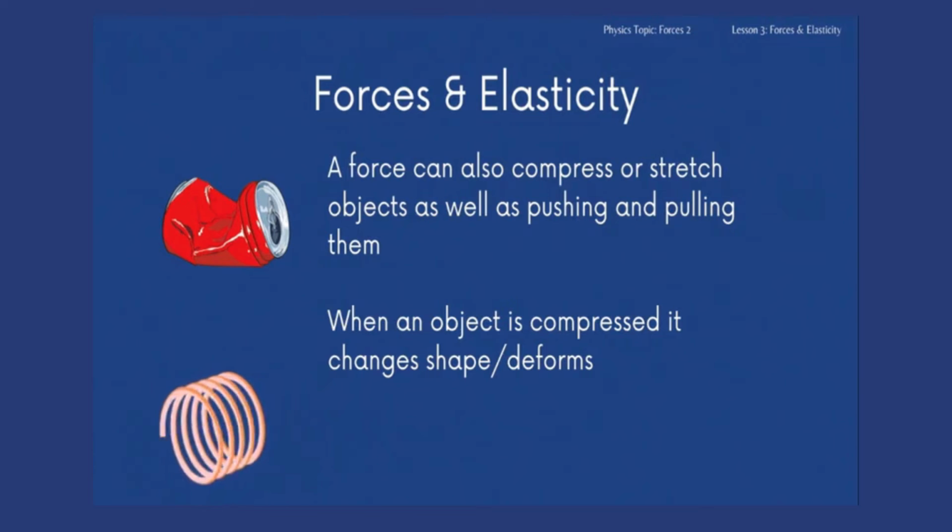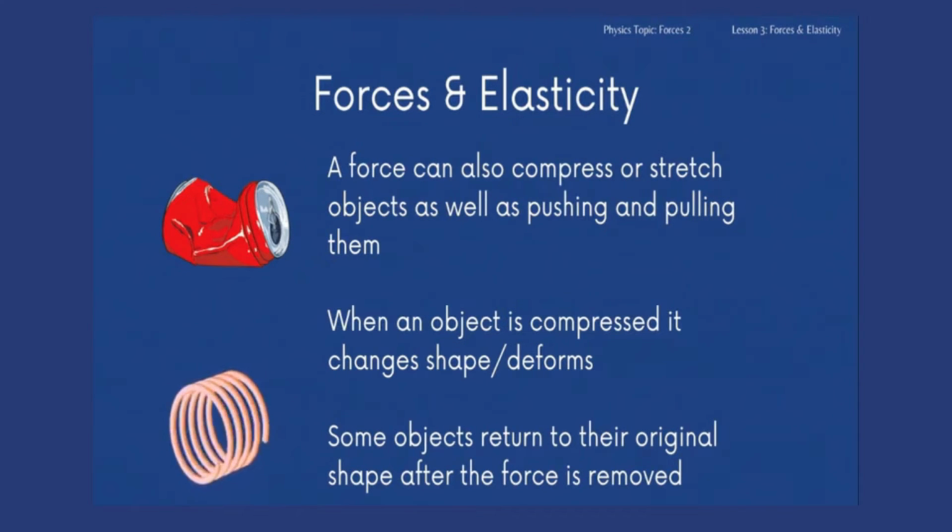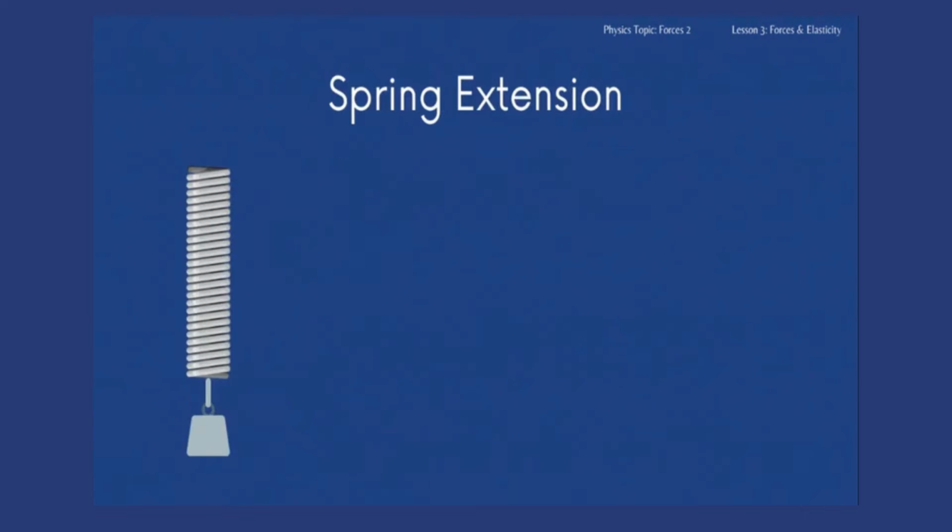Now, when an object is compressed, it will change shape. You can also refer to that as it deforms. It's worth remembering that some of the objects can return to their original shape after the force has been removed. And that's talking about how compressible it is and then how elastic it is.